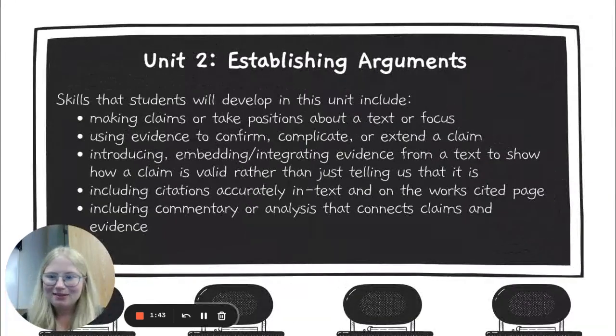In our second unit, students are going to work on establishing arguments. So students will then be working on making claims or taking positions about a text or focus, using evidence to confirm, complicate, or extend a claim, introducing, embedding, integrating evidence from a text to show how a claim is valid rather than just telling us what that is, including citations accurately in text and on the works cited page, and including commentary or analysis that connects claims and evidence.